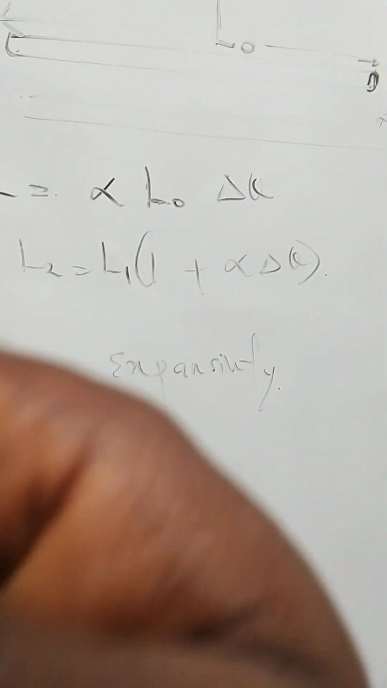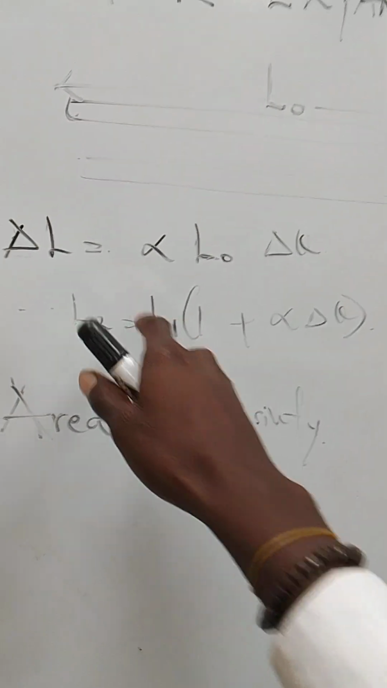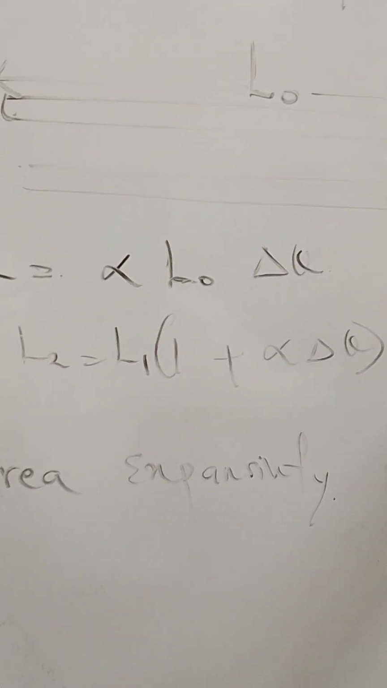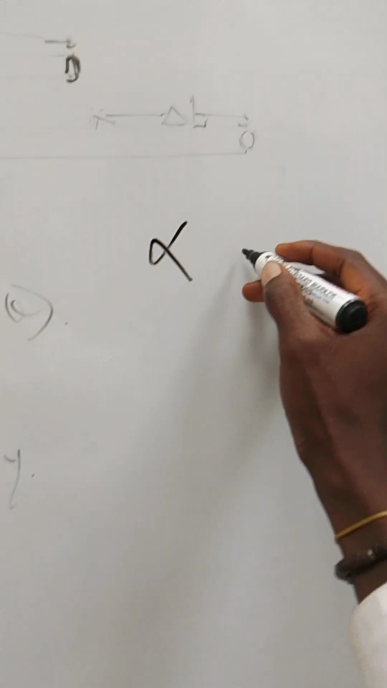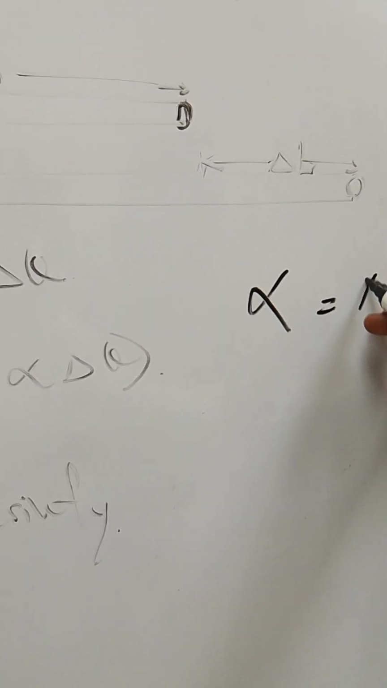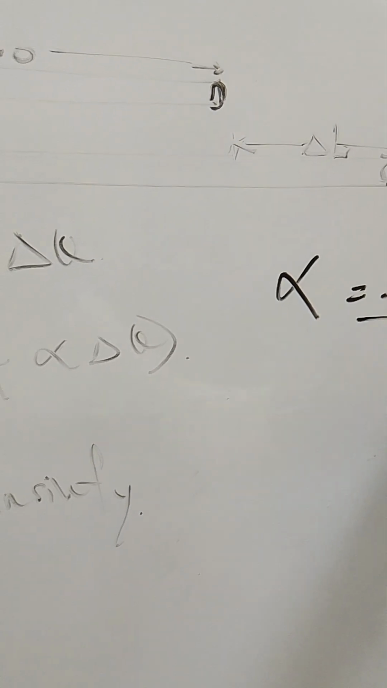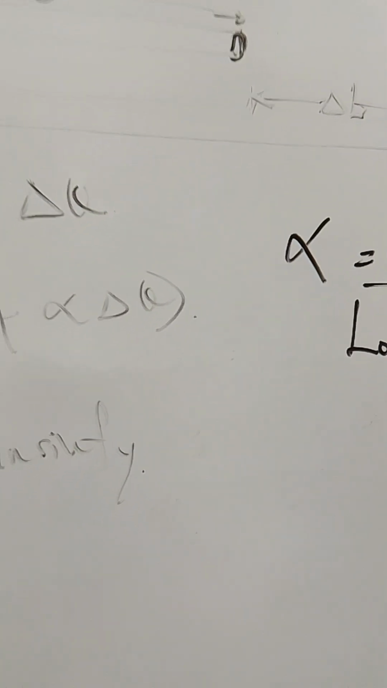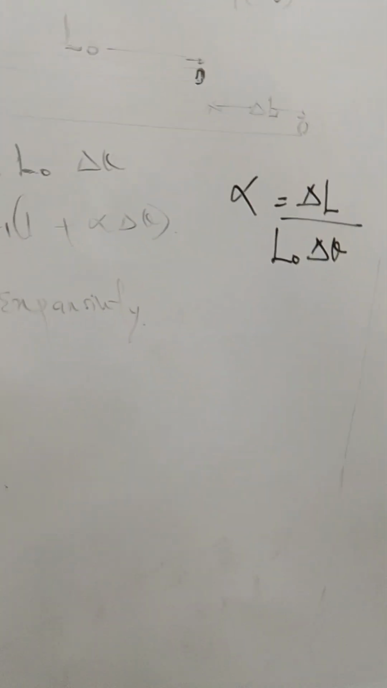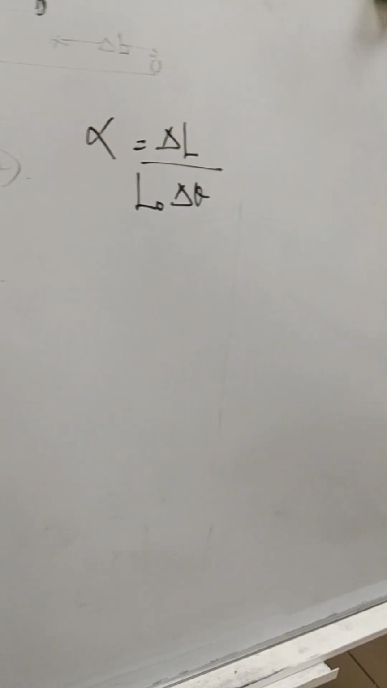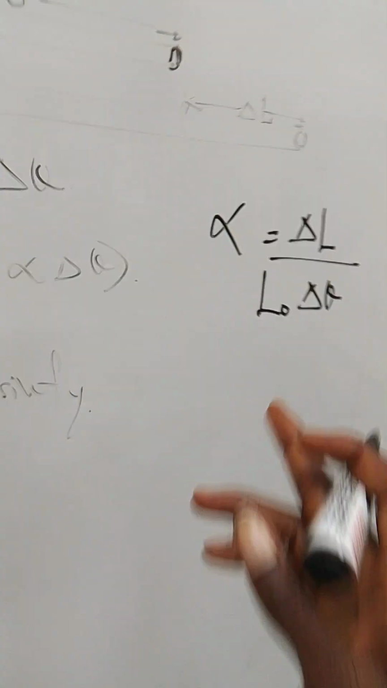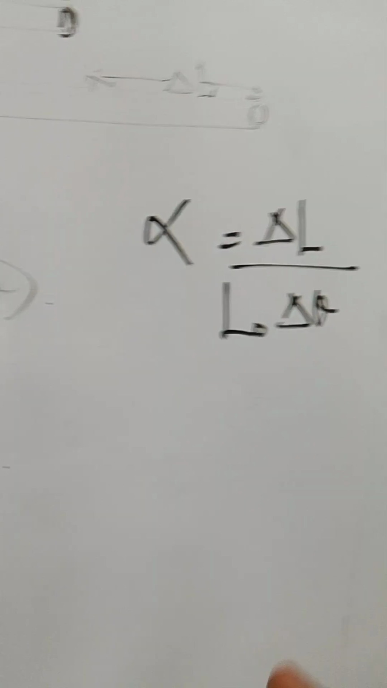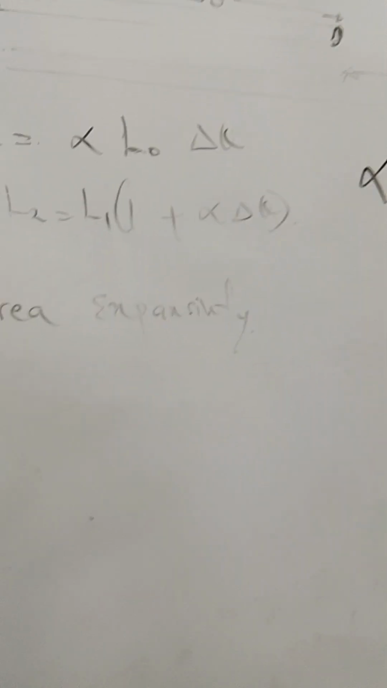We can define the linear expansivity alpha as the change in length per unit length per degree rise in temperature.